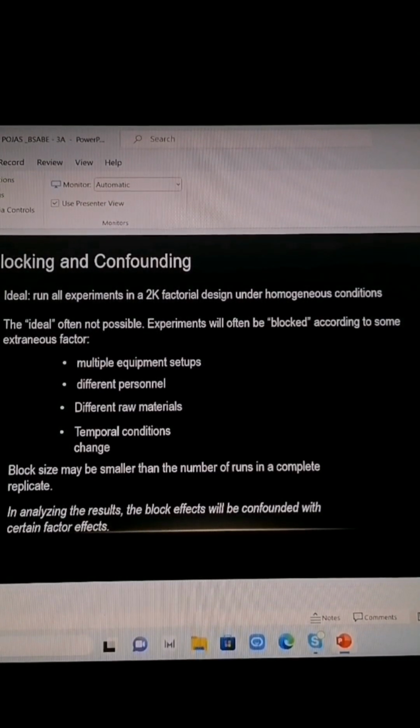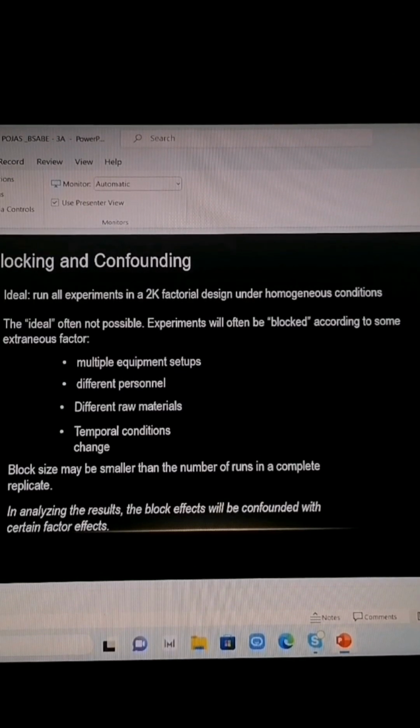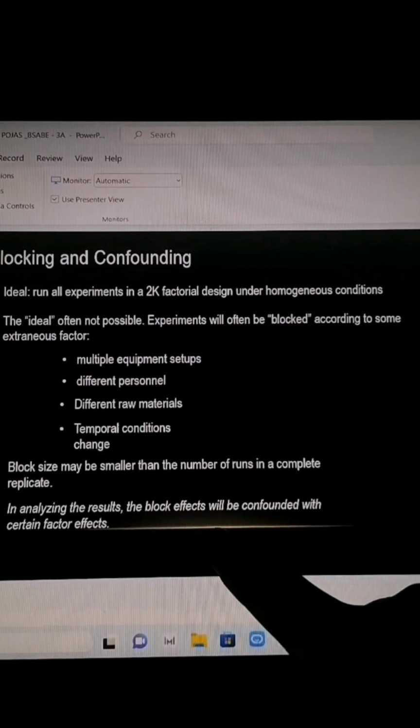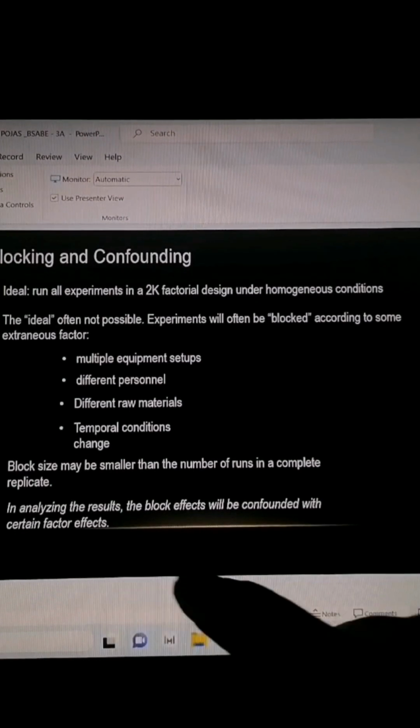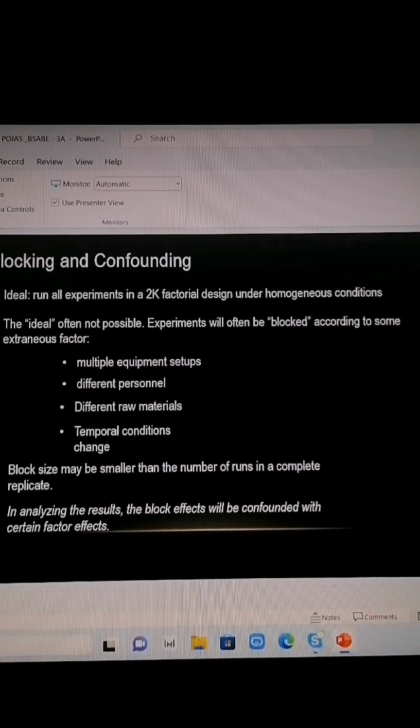Experiments will often be blocked according to some extraneous factor: multiple equipment setups, different personnel, different raw materials, temporal condition changes, and other factors. Block size may be smaller than the number of runs in a complete replicate. In analyzing the results, the block effects will be confounded with certain factor effects. And I'll explain what this means in a few minutes.